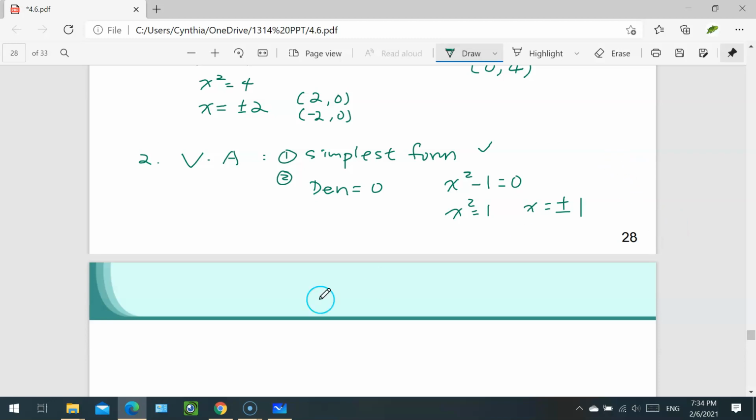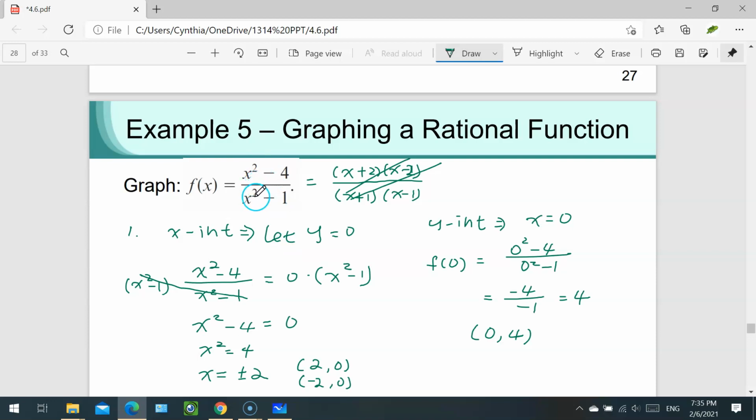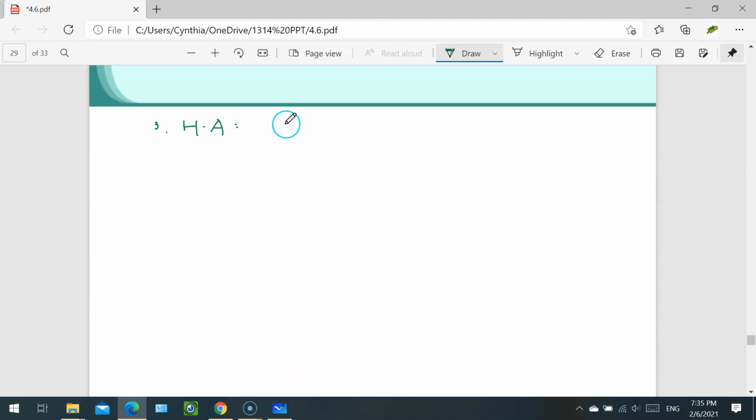Now we do step 3, finding the horizontal asymptote. To get the horizontal asymptote, we need to consider the highest degree power on the numerator and the denominator. Since both terms have the same exponent, 2 equals 2, in that case the horizontal asymptote is 1 over 1, which is y equals 1. That is your horizontal asymptote.